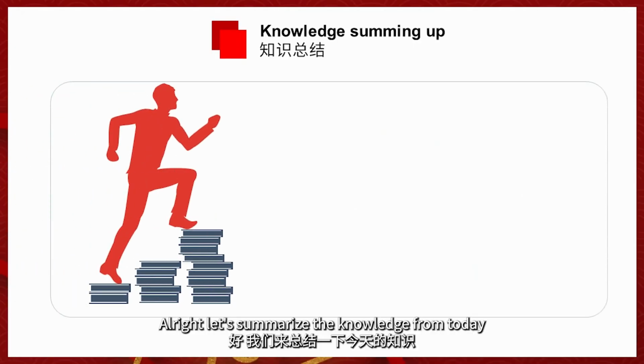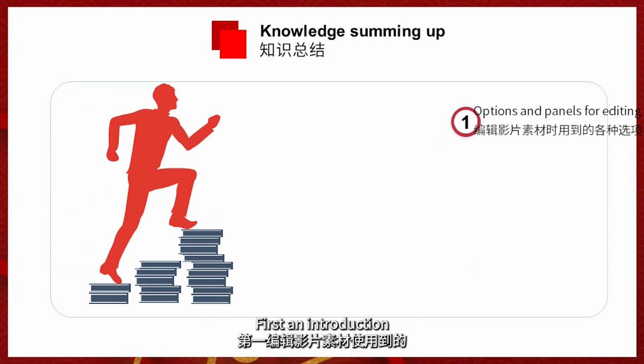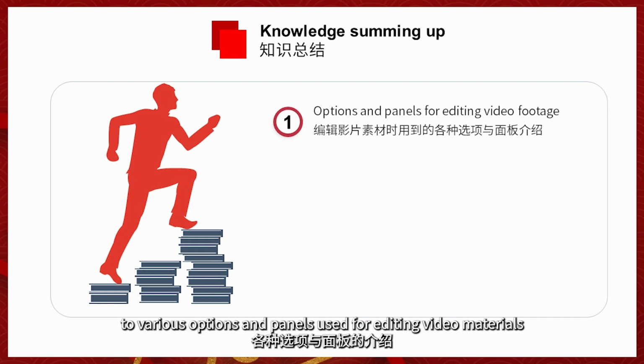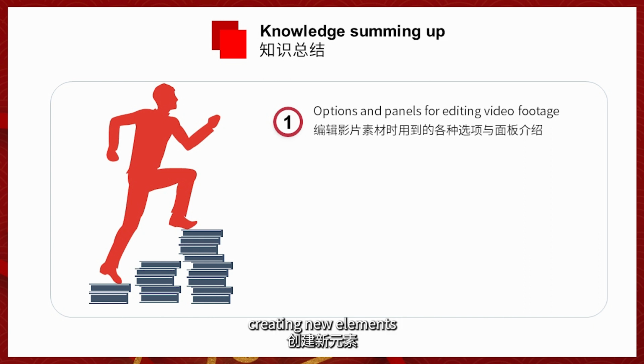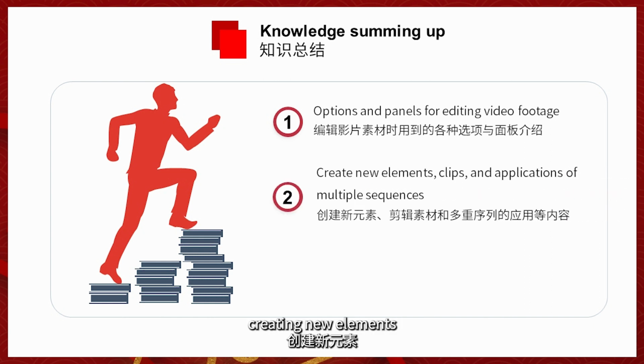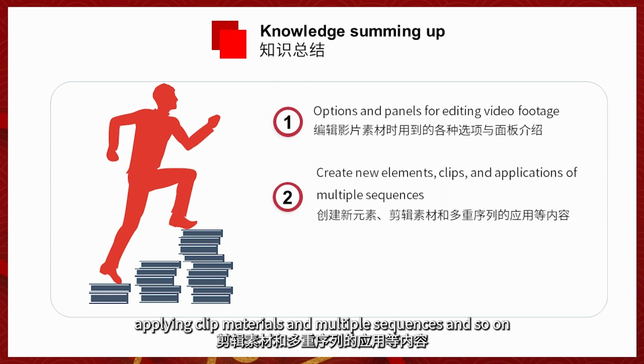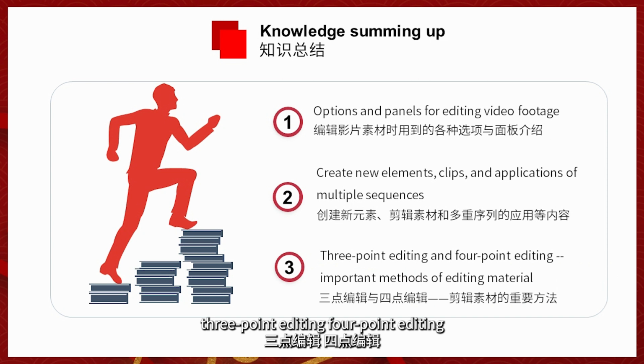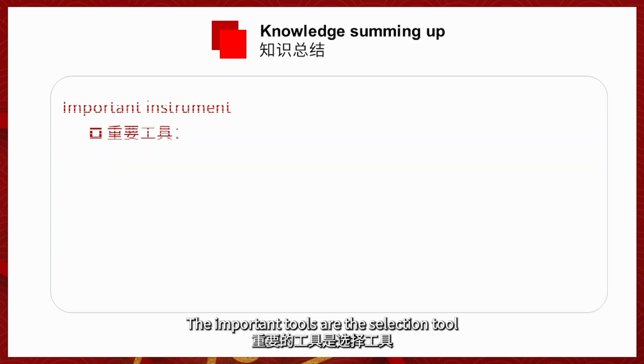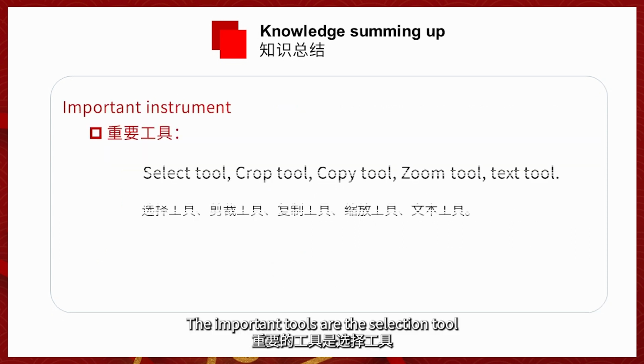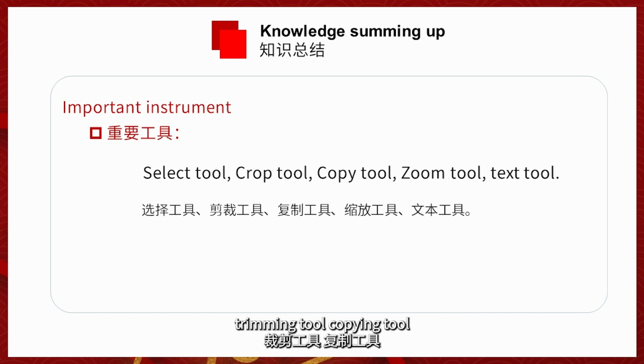Alright, let's summarize the knowledge from today. First, an introduction to various options and panels used for editing video materials. Second, creating new elements, applying clip materials and multiple sequences, and so on. Third, 3-point editing, 4-point editing, important methods for clip materials. The important tools are the selection tool, trimming tool, copying tool, scaling tool, and text tool.